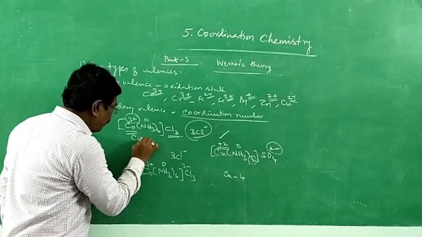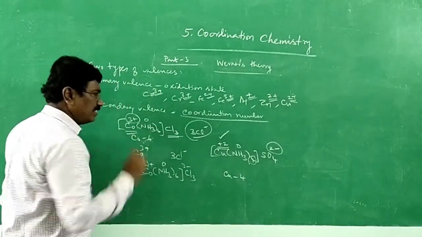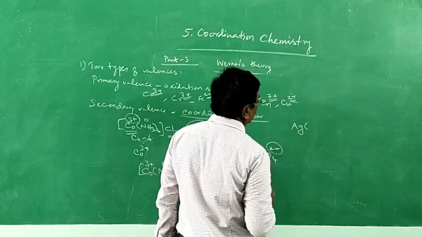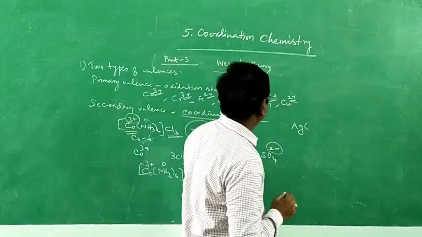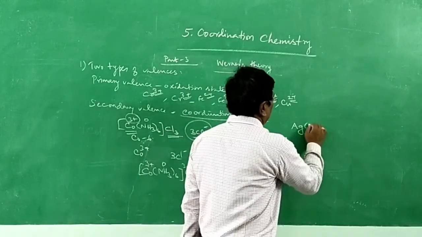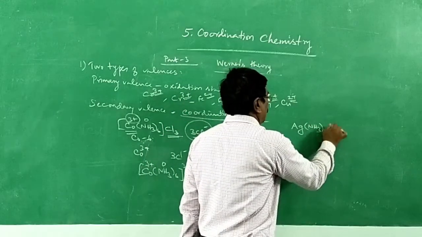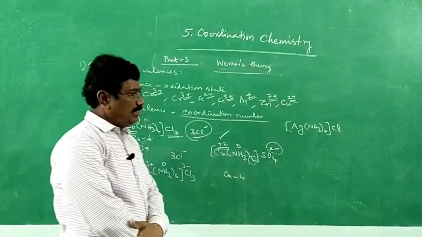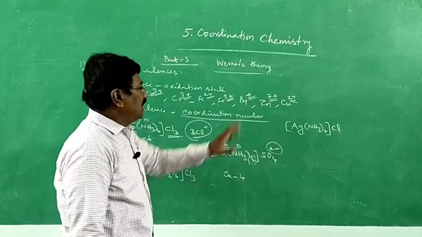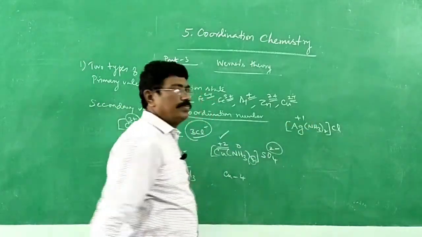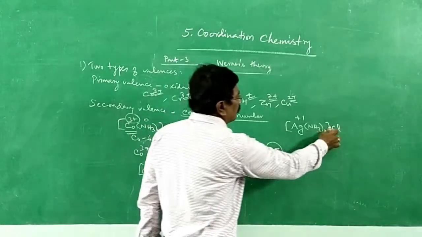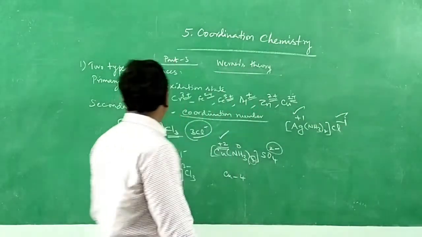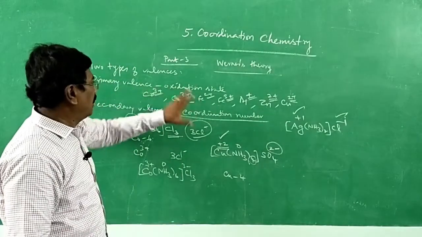6 is the coordination number for cobalt. If I write Ag(NH3)2Cl, diamminesilver(I) chloride, it is a complex. The charge on silver is +1. We know the charge on the chloride ion is -1. So primary valency is satisfied by negative ions.